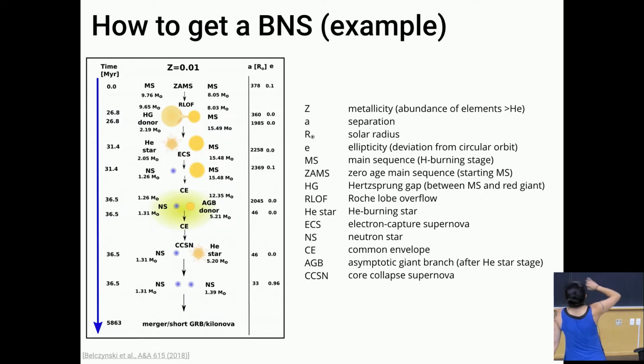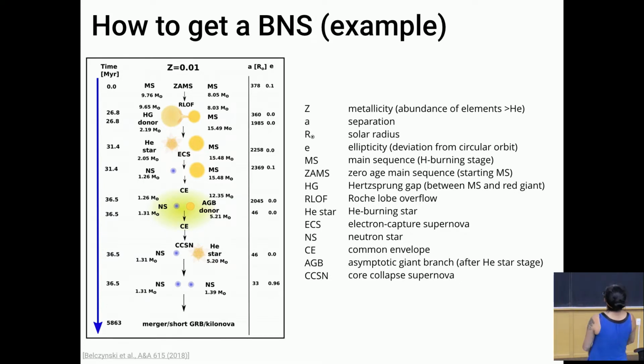ZAMS, the zero age main sequence. This is how massive it is when it first starts to burn hydrogen to helium, because like we said, as it continues, it might lose some of its mass and get lighter and lighter. HG is basically how we get from the main sequence to the red giant, and there's sort of a gap in between. Obviously the star has to evolve along there. It evolves very quickly, so we haven't observed it. But that's just a star that's starting to become a red giant.